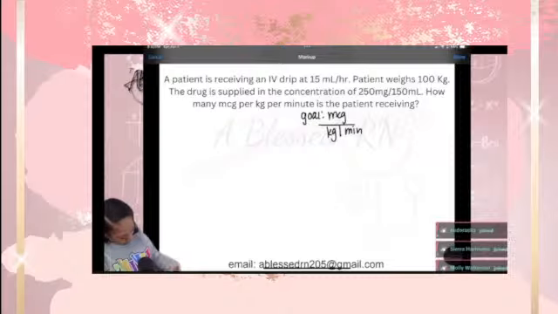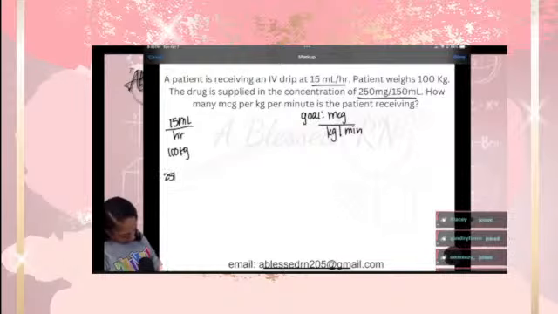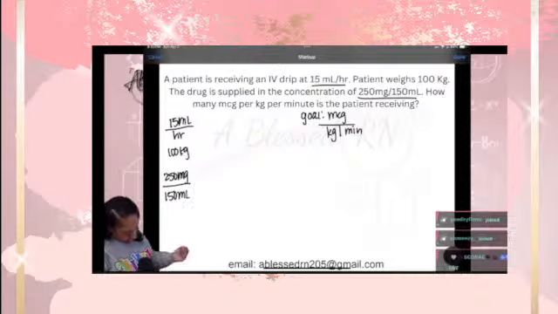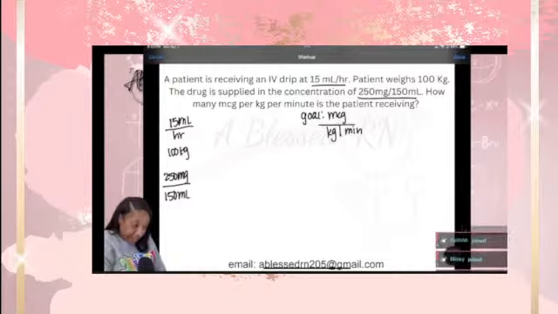We've got 15 milliliter per hour, so this goes over this and it stays together. Then our patient's weight is 100 kilograms. It's by itself, so it's single, it's not with anybody. And then our medicine is 250 milligrams per 150 milliliters. We always want to start with what it is that we're looking for. We are looking for micrograms, but there is not a microgram in sight. I'm still going to start with it.